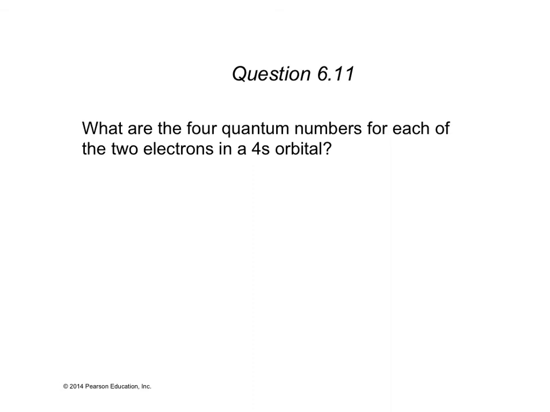Okay, so time for another question. What are the 4 quantum numbers for each of the 2 electrons in a 4s orbital? As a reminder, the orbital is specified by the 3 quantum numbers that we originally learned, n, l, and m sub l. And then the electrons themselves are specified by the 4th quantum number, m sub s, and it can only take on 2 possible values, plus 1/2 and minus 1/2. So think about this, pause it, and come back for the answer.